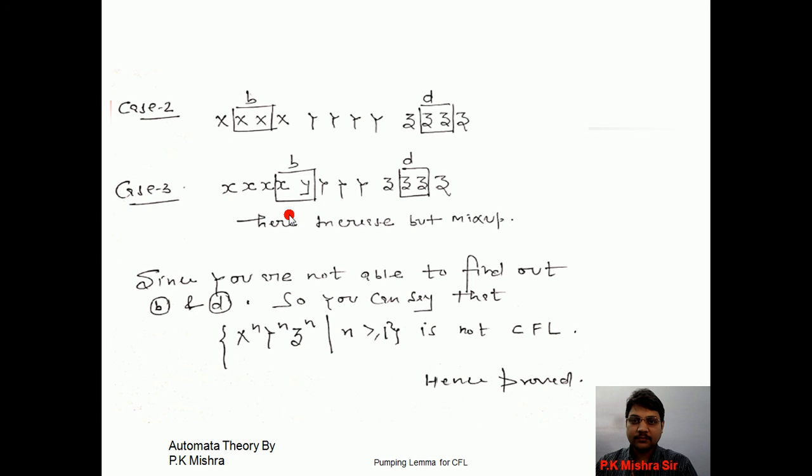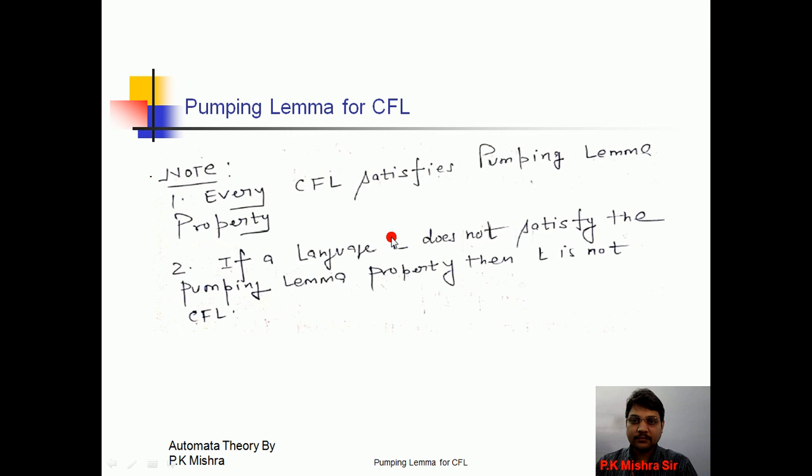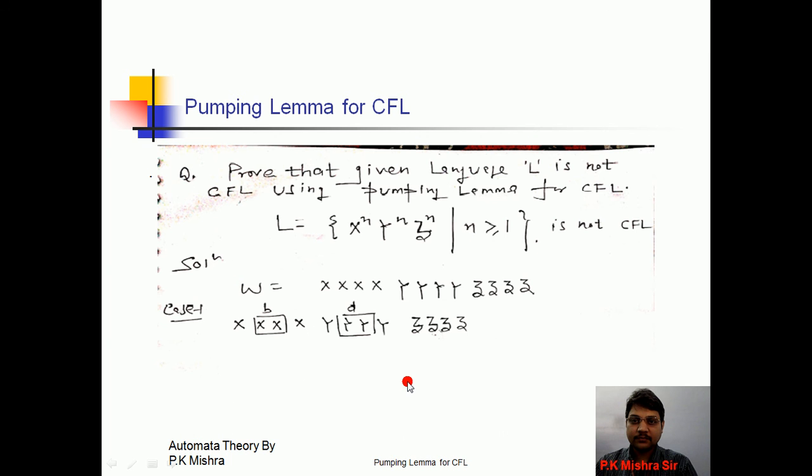So we can say that this given language does not satisfy this property, the third property of the pumping lemma. So we can say that the given language is not a context free language. Okay, and this is also called a negativity test. Pumping lemma is a negativity test.